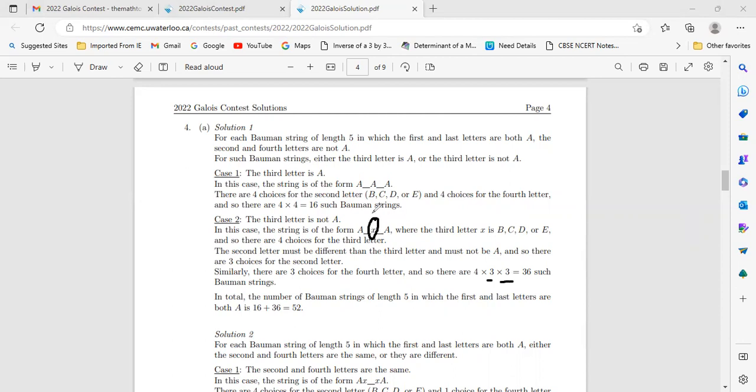For the X, we know we have 4 choices. So if you multiply all together, you're going to have the result as 36, which means 36 such Bowman strings. So for length 5, where the first letter and last letter are both A, the count is going to be 52. 16 plus 36 will give you 52. We are just adding case 1 and case 2 here. I hope you are able to follow this. We'll go to the next question.